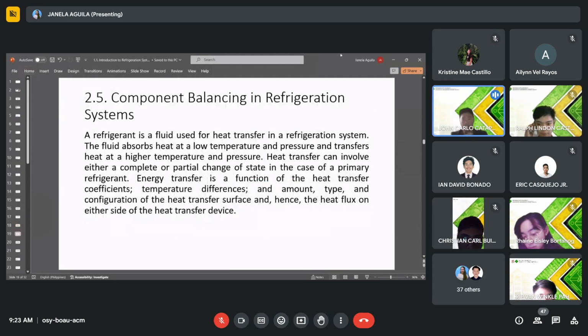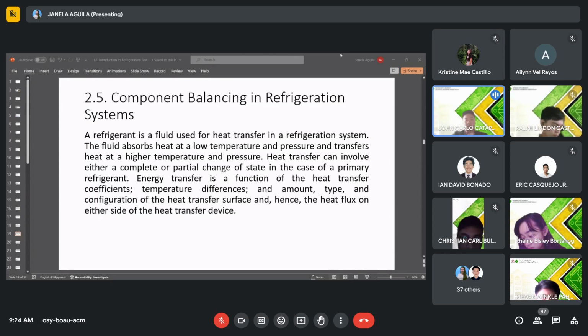Component of balancing in refrigeration system. A refrigerant is a fluid used for heat transfer in a refrigeration system. The fluid absorbs heat at low temperature and pressure and transfers heat at a higher temperature and pressure. Heat transfer can involve either a complete or partial change of state in the case of primary refrigerant.